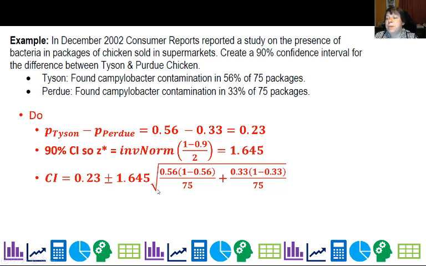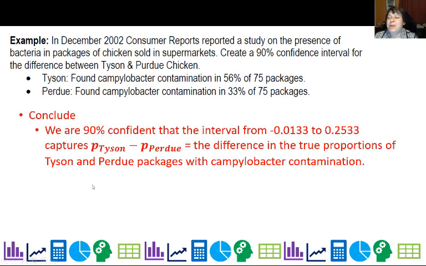error for my sample. In this case, 0.56 is in this fraction here with 75. And then I have 0.33 in here with 75 because both the sample sizes are the same, which gives me this interval value right here. From negative 0.0133 to 0.2533 is the difference between these, well, that we're 95% confident that that's the difference between those two intervals, which we write this way.